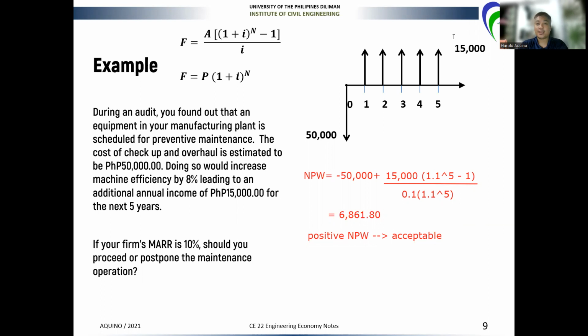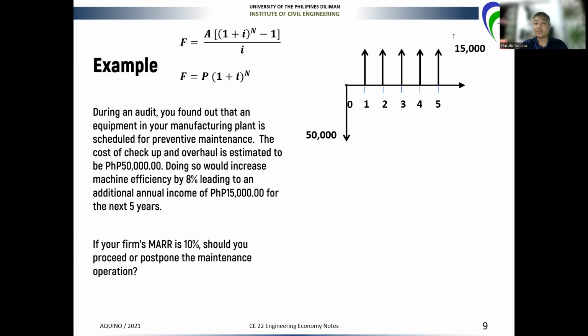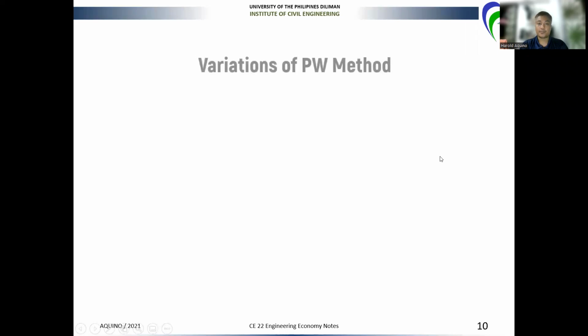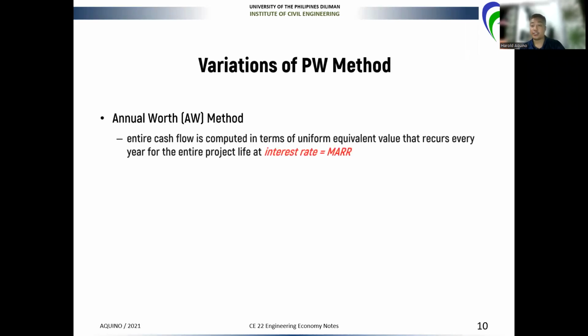All right. If this is clear, then we can proceed to the next slide. The present worth has other variations. In addition to bringing everything to year 0, what we can do is to convert everything to an annuity. So that works as well. It's the annual worth method. What we do is we convert the entire cash flow in terms of its uniform equivalent value, such that it's just an annuity, and we can easily do that as well using, again, an interest rate equal to MARR.